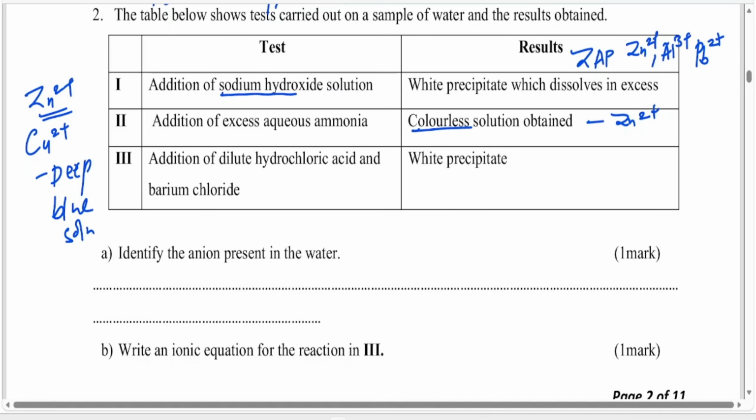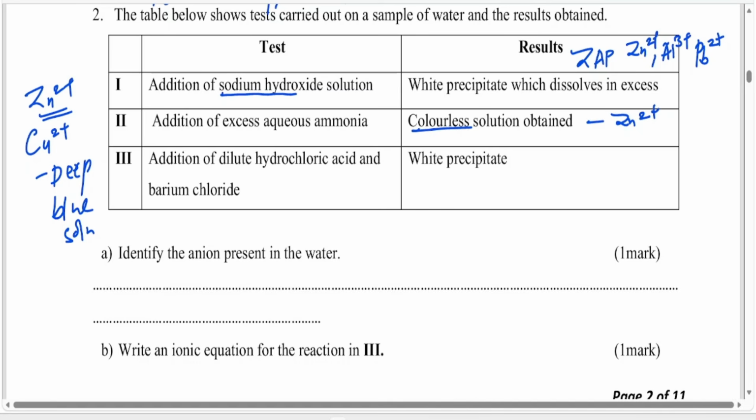Therefore, aluminium and lead were not there. Then we move to test number 3, addition of dilute hydrochloric acid and barium chloride. We are adding barium chloride followed by an acid, or acid followed by barium chloride. And whenever we add barium chloride or lead nitrate, we always determine presence of certain anions.